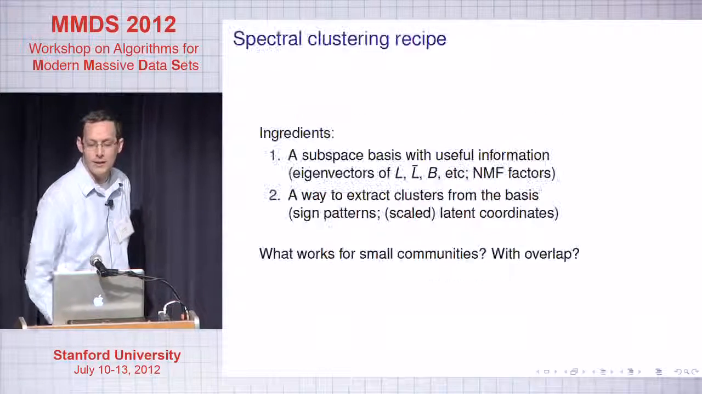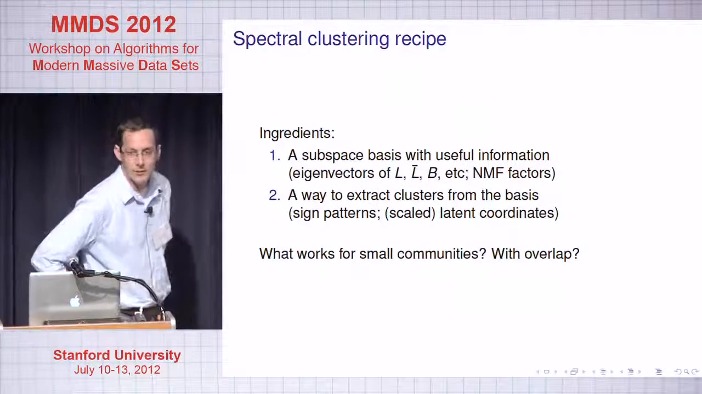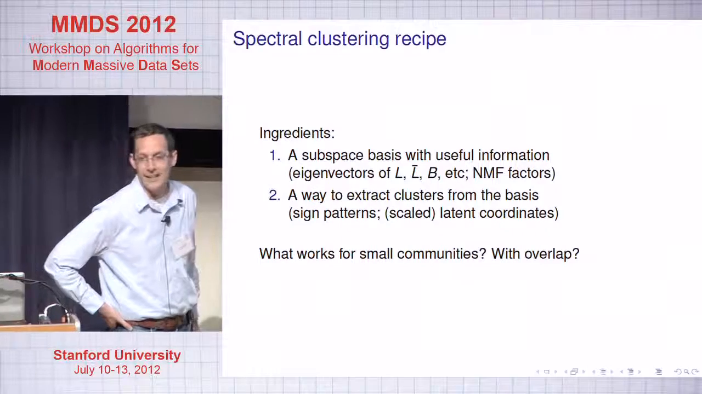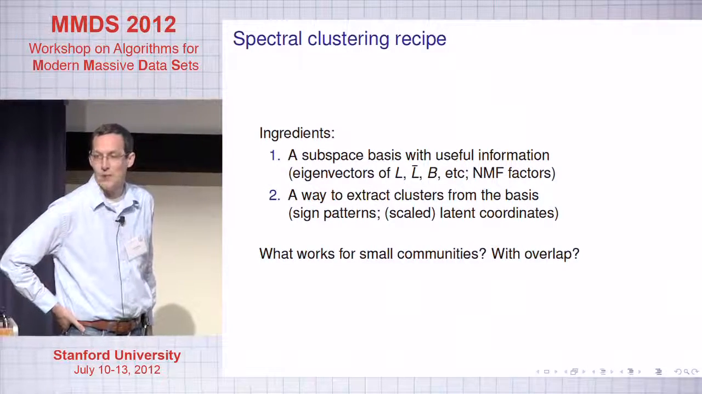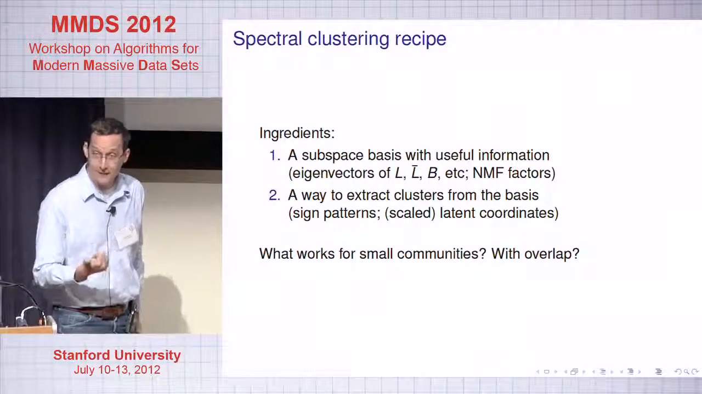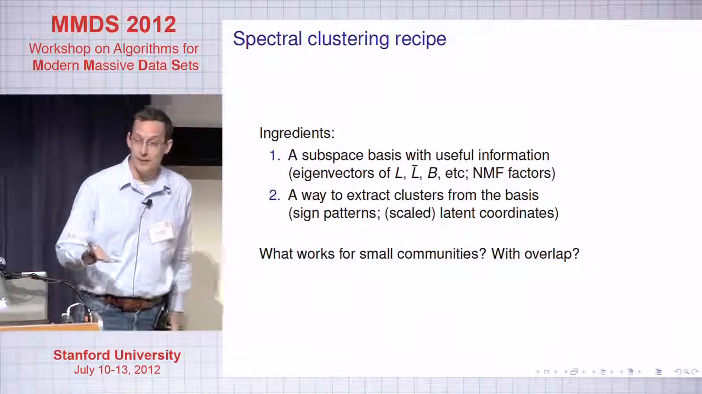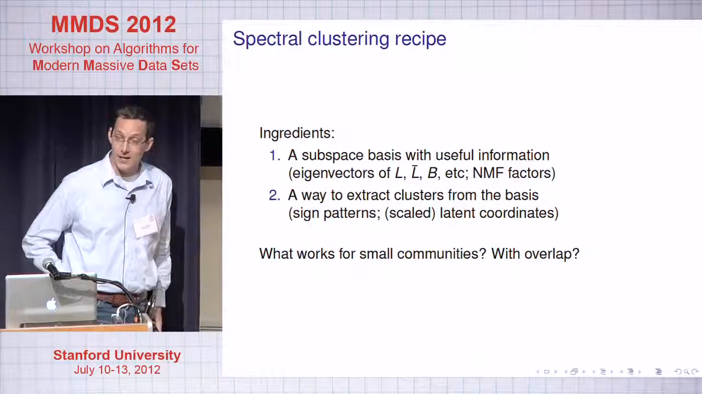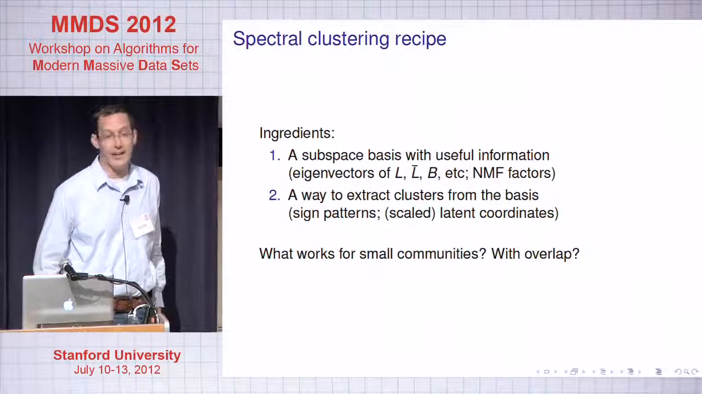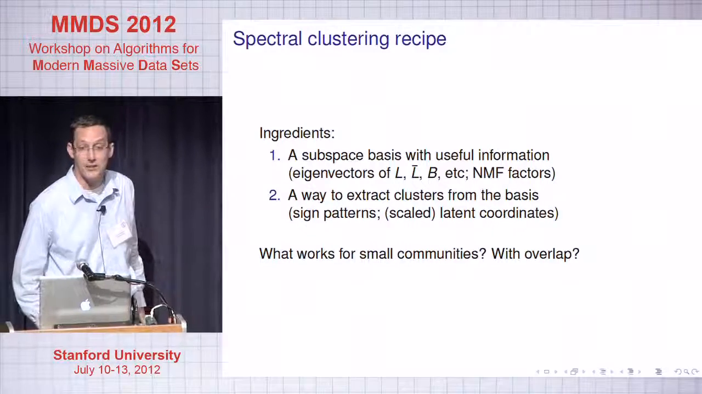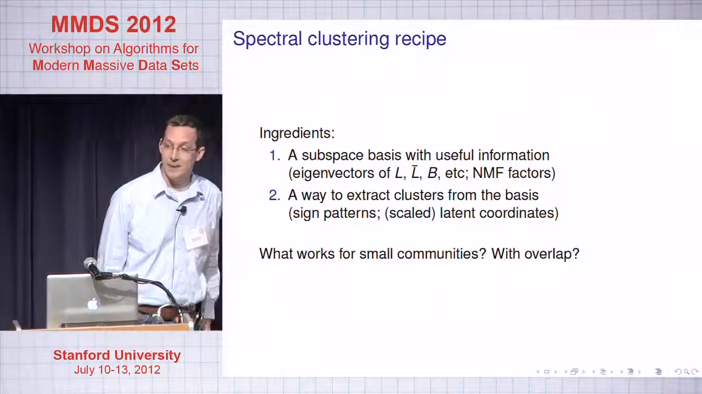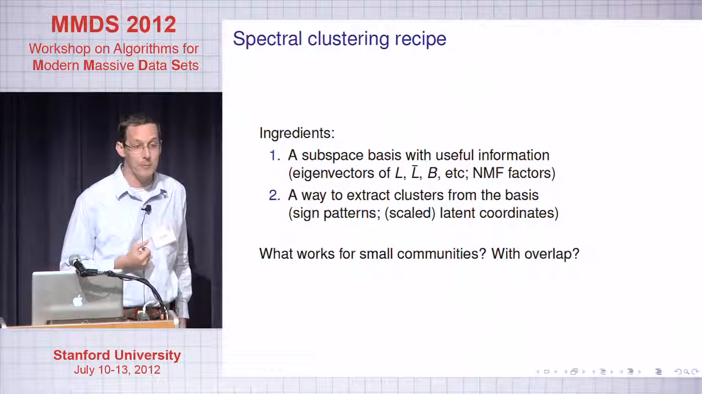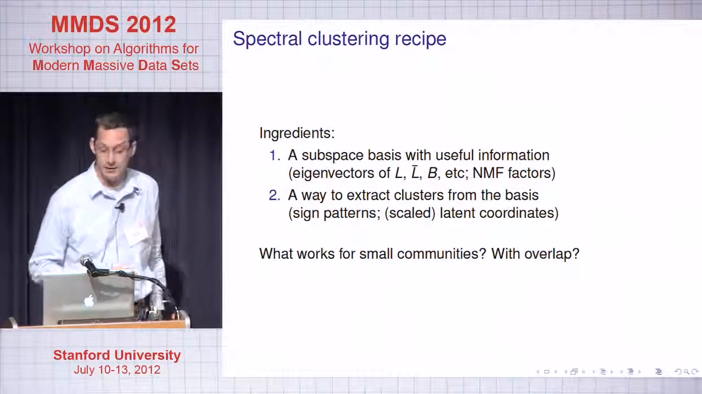community detection. So as far as I see it, there's really two ingredients to everything that has the word spectral in it in the realm of clustering or community detection. The first one is you've got to have a subspace, right? Some set of eigenvectors of some matrix, or you can go beyond eigenvectors. You could look, for example, at the factors that come out of a non-negative matrix factorization. But you've got some basis that you're mining for information. And then the second thing you need is a way to extract information about clustering from that basis.